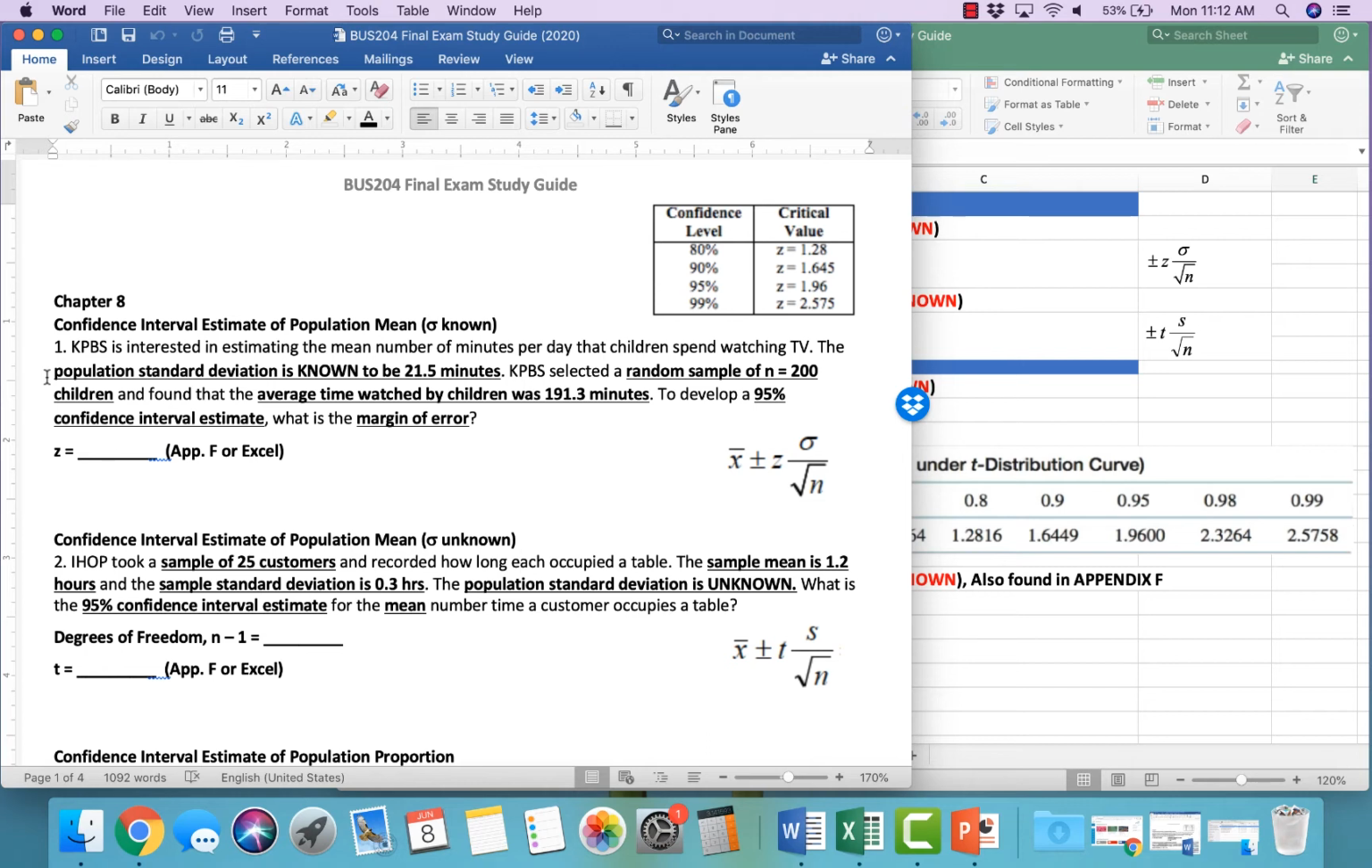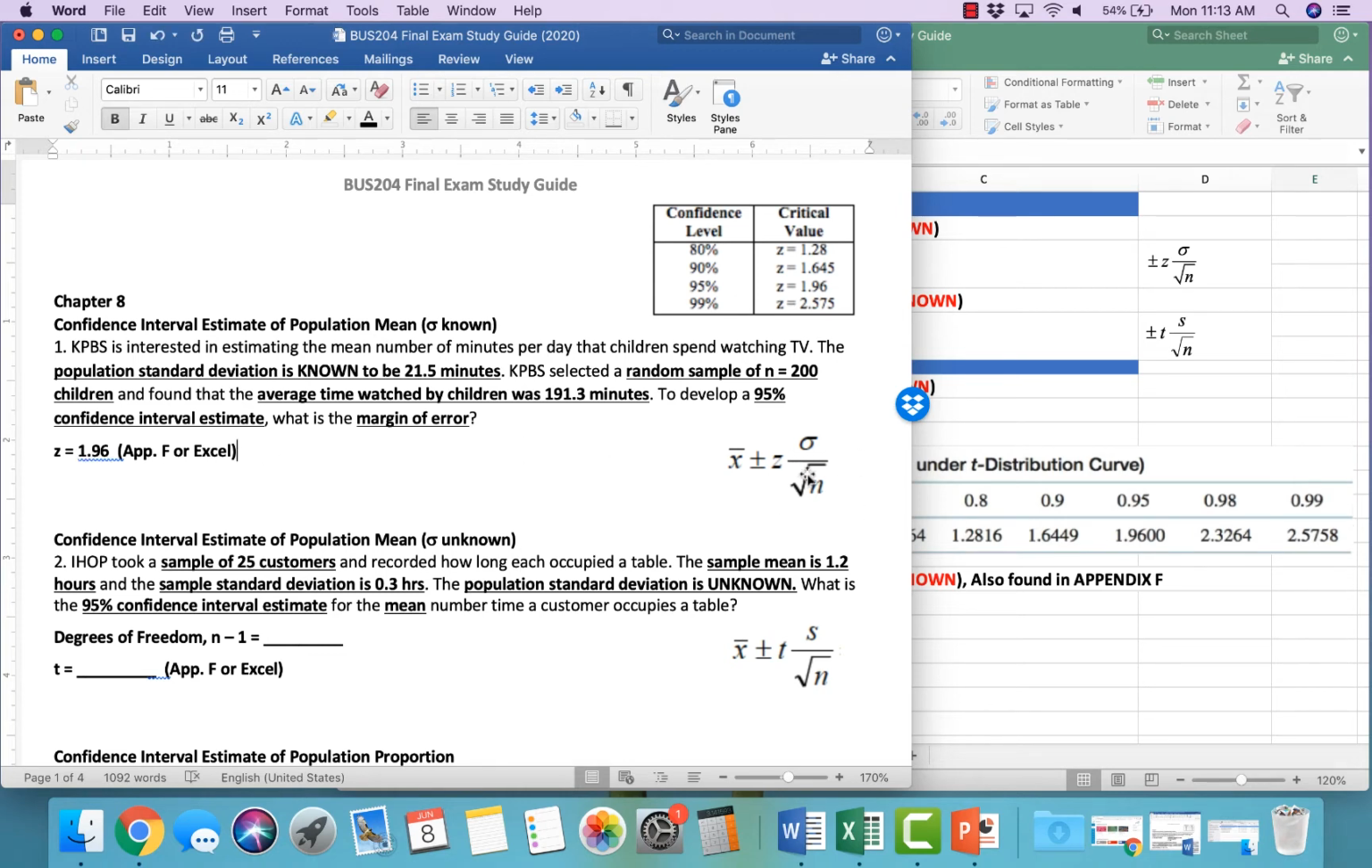So the first thing we want to do for this problem is to find the critical value that we're going to be using for our formulas. And so the critical value will be based on the confidence level, in this case, the 95%. And in the study guide at the top here, I have a table with the most common confidence levels for our Z critical values. So at 95%, our Z is 1.96. From here, we can go ahead and solve for the margin of error.